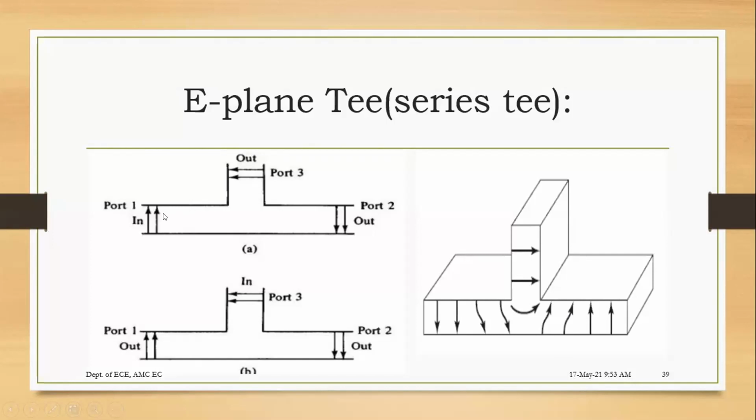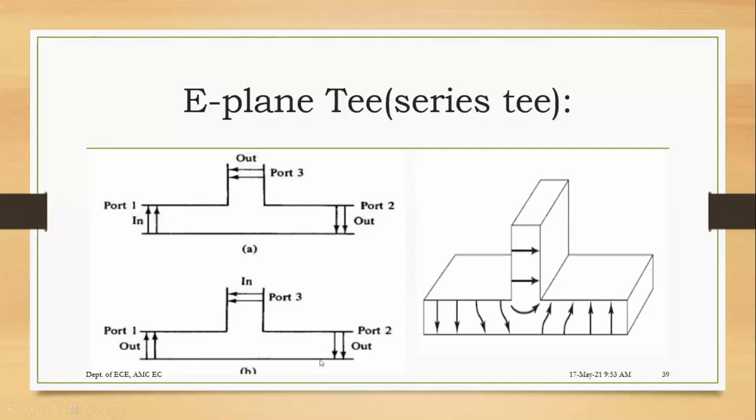This is one example where you're giving input to port 1. So you have output port 2 and output port 3. So both are again out of phase. Similarly, if you give port 3 as input, see the phase of port 1 and port 2, both are different.